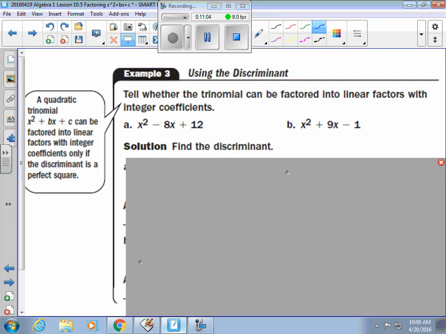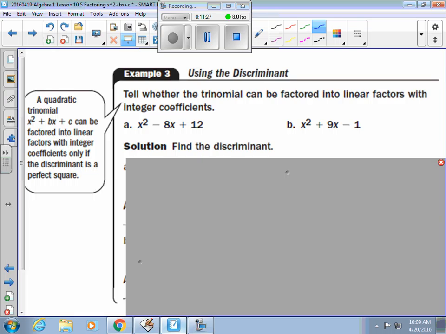Example number 3 is using the discriminant. Notice off to the side it says a quadratic trinomial, x squared plus bx plus c, can be factored into linear factors with integer coefficients only if the discriminant is a perfect square. So let's make sense out of that. It says tell whether the trinomial can be factored into linear factors with integer coefficients.